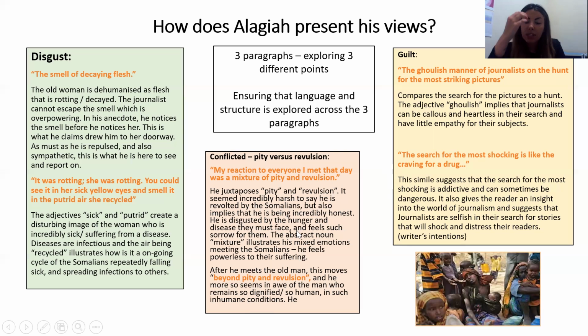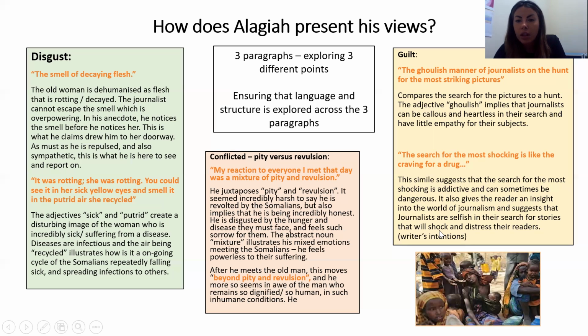Yet, when he meets the old man, which is the first person that he focuses on and really spotlights, he comments that he moves beyond pity and revulsion, and he becomes more in awe of the man who happens to remain so dignified and so human in spite of being in such inhumane conditions.